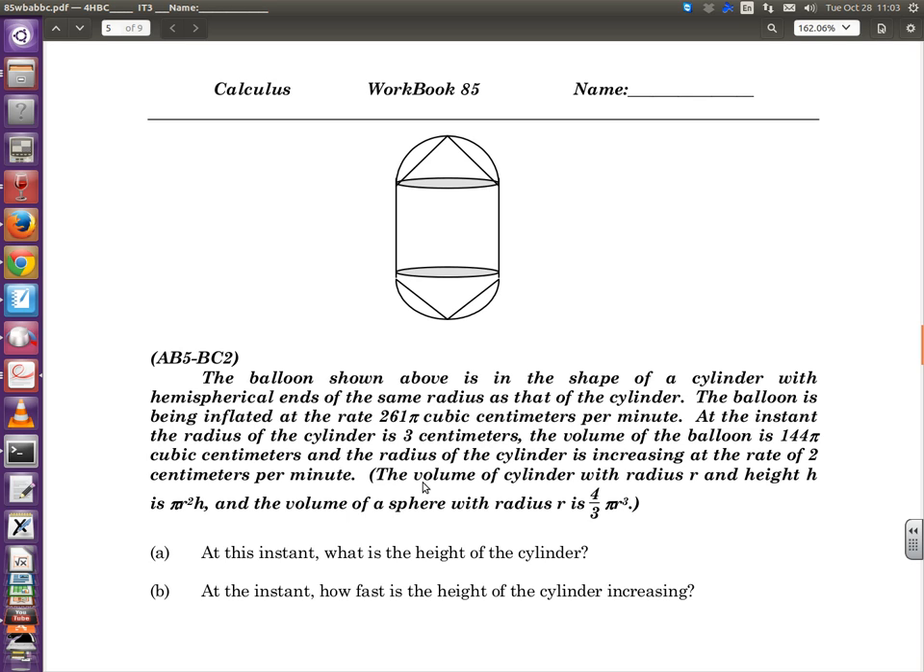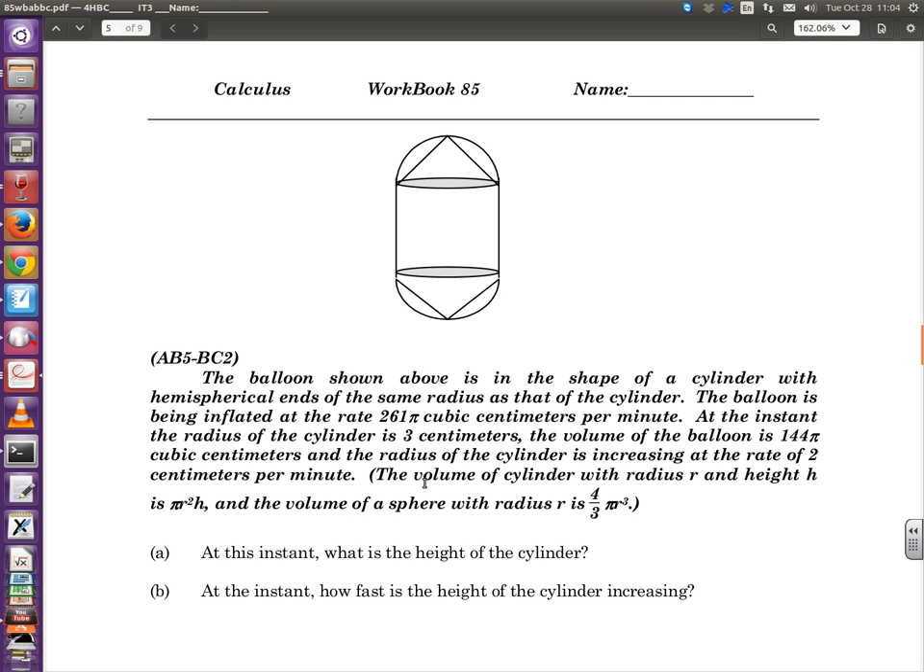The volume of the cylinder is pi r squared h, and the volume of a sphere is 4/3 pi r cubed. At this instant, what is the height of the cylinder? Now, just like in the previous example, we had to figure out y. They didn't give us y before we could do the rest of the problem. Here they're giving you a hint. You better figure out h before you do the rest of the problem. So, part A is not calculus. It's just some algebra, really. And then we'll get to the calculus, the related rate stuff in part B.